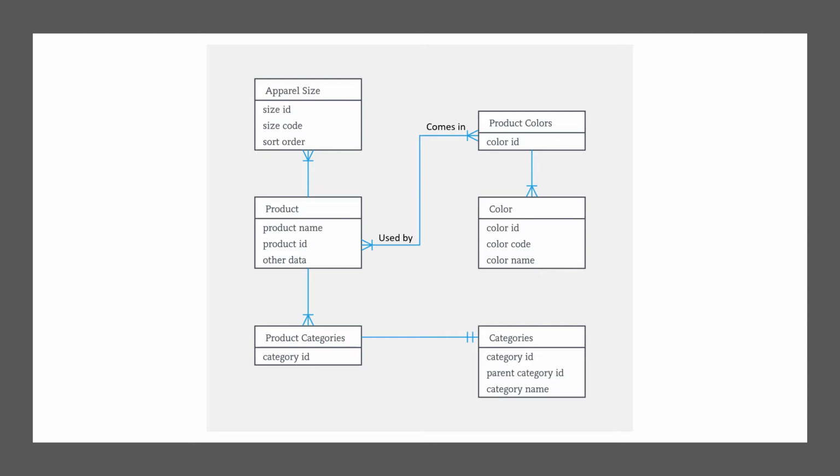The symbols at the end of the lines represent the cardinality and whether or not the relationship is required or optional. For instance, each product has an associated name and ID. Each color has an associated ID. The relationship between them is many-to-many and required. Each product comes in many colors, and each color is used by many products.